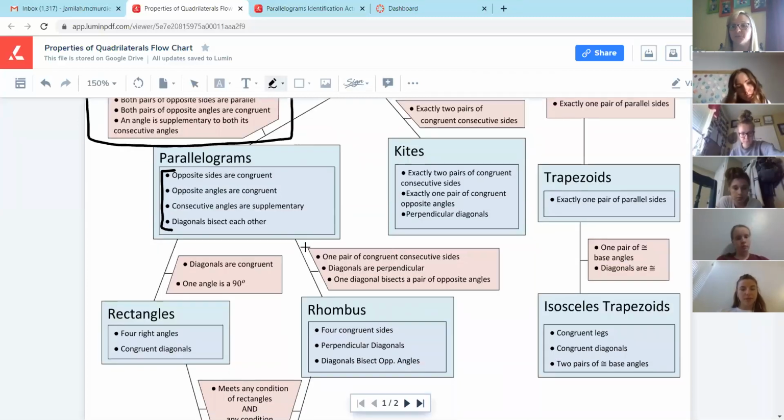So on your assignment, you're already guaranteed that everything is a parallelogram.